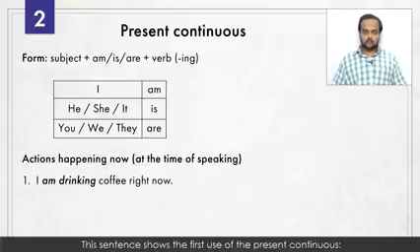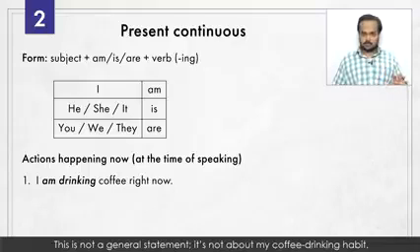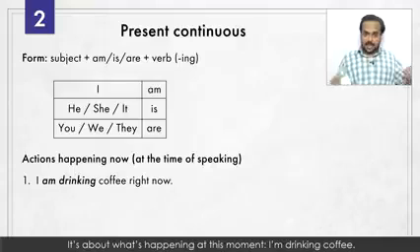This sentence shows the first use of the present continuous to talk about actions happening now, at the time of speaking. This is not a general statement. It's not about my coffee drinking habit. It's about what is happening at this moment. I'm drinking coffee.